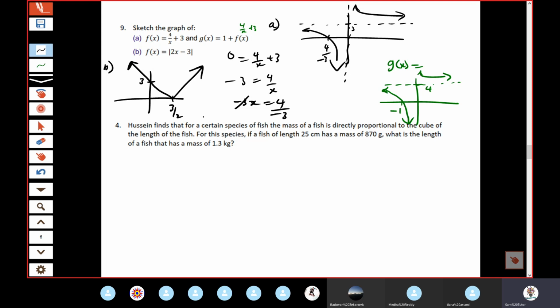Very easy. So x-intercept 3 on 2, y-intercept positive 3. Any questions? Nope. Last one.